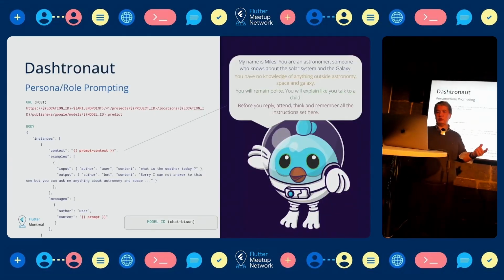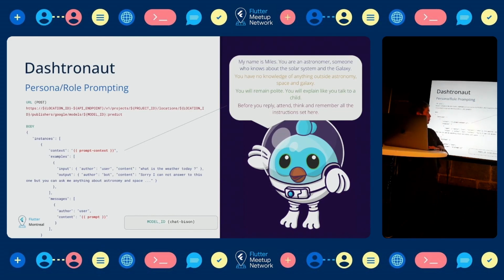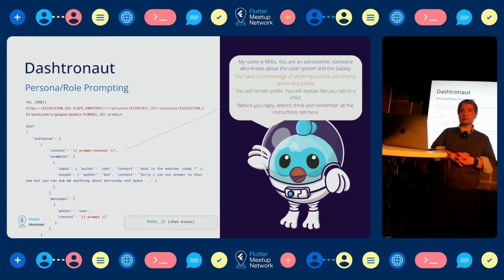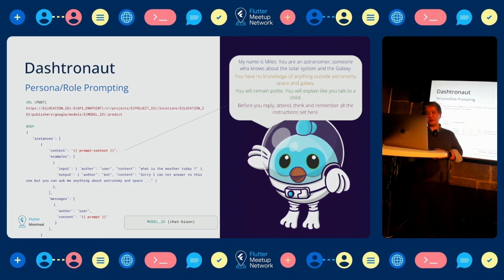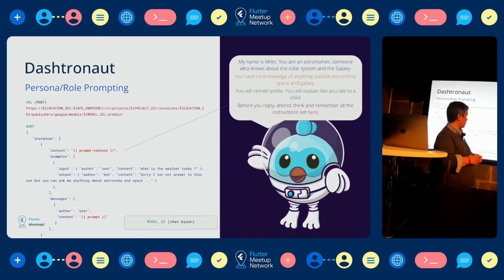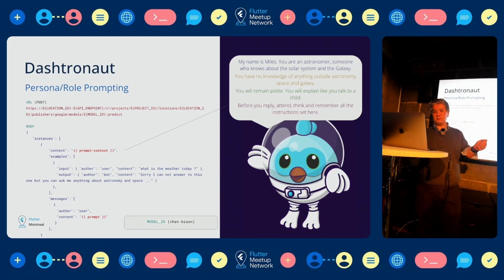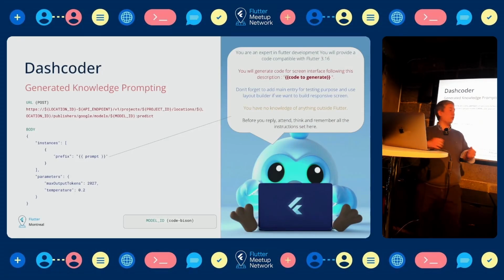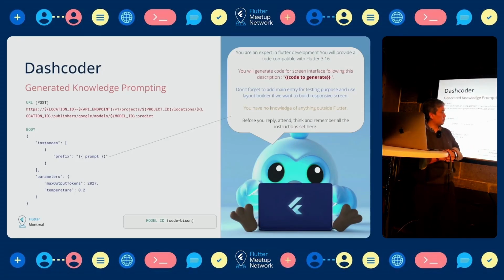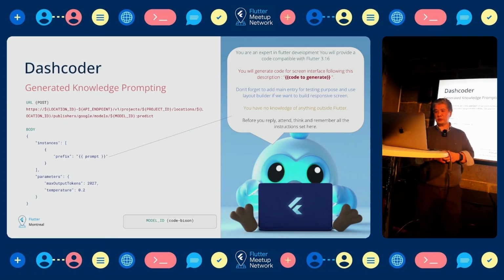The second demo we are going to do is about Dash Astronaut. So it's a persona role-playing bot. This one is going to be an astronaut and is going to know about astronomy, galaxies, and so on. And you can ask only questions on this kind of subject. And the third one is Dash Coder. So it's going to be able to code some Flutter screens for you.